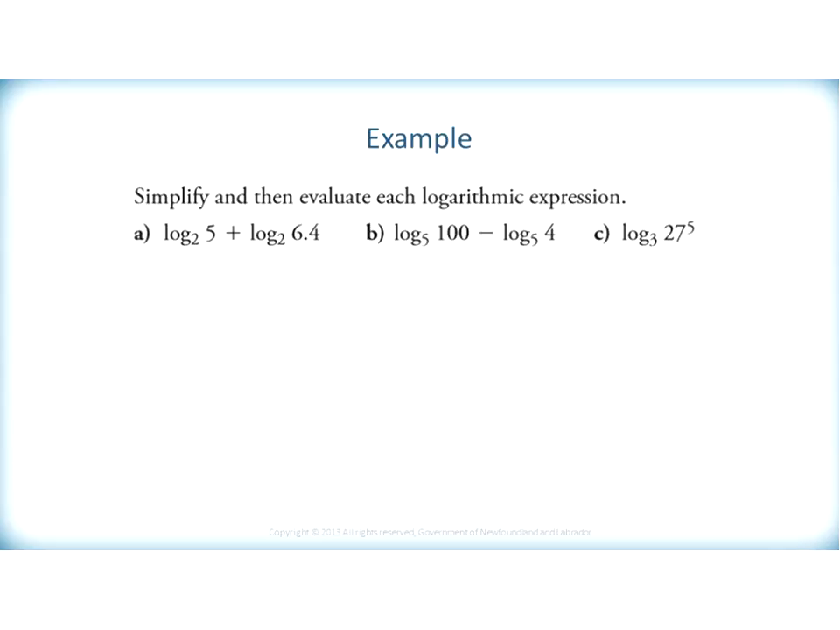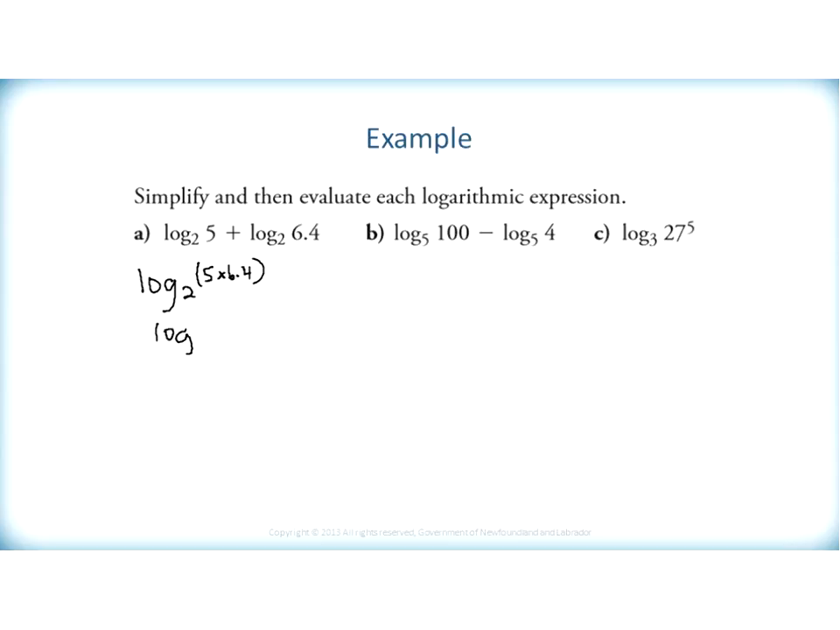So let's have a look at a few examples. We're going to simplify and then evaluate each logarithmic expression. So here, in the first one, we have a sum of 2 logs, and so this would involve the product law. We would multiply 5 by 6.4. And so we have, writing it as a single log, log of 5 times 6.4 base 2.